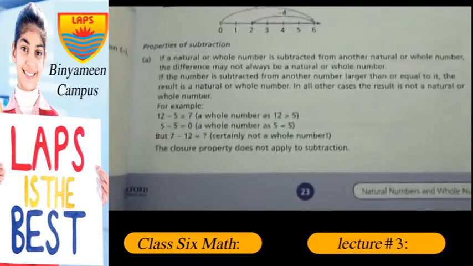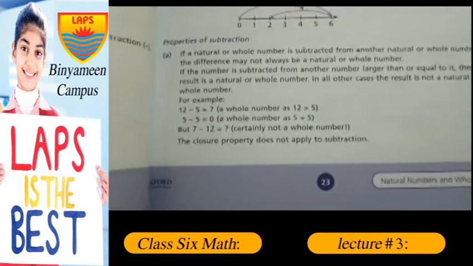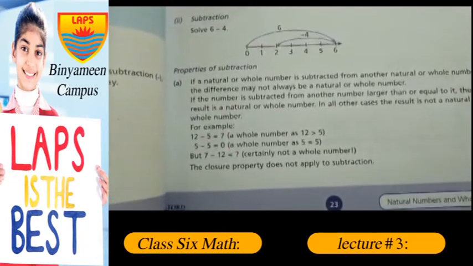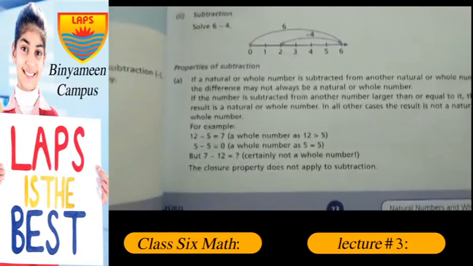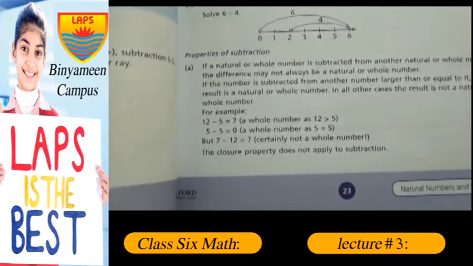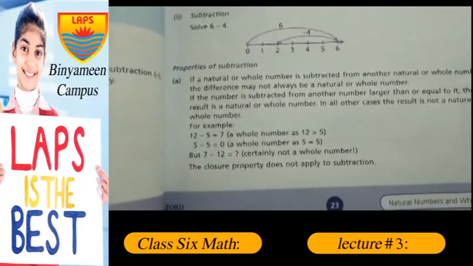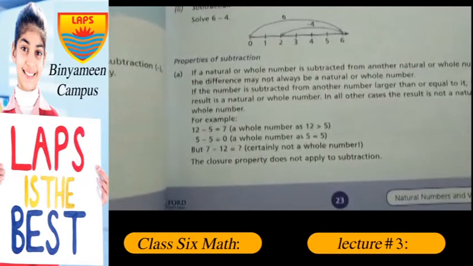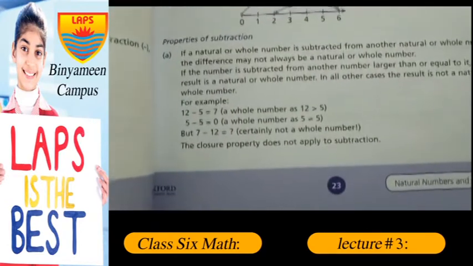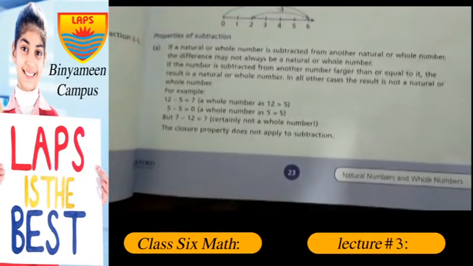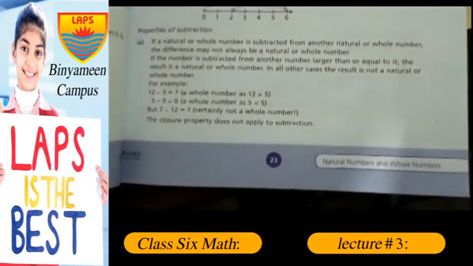For example, you can check in your example, 12 minus 5 is equal to 7 and a whole number as 12 is greater than 5. Then you can check 5 minus 5 is equal to 0, a whole number as 5 is equal to 5. But 7 minus 12 is equal to minus 5. The closure property does not apply to subtraction.